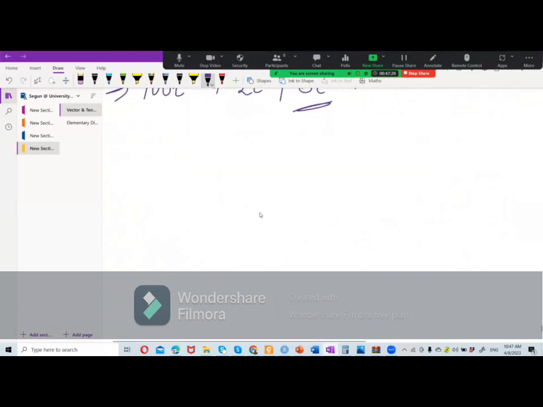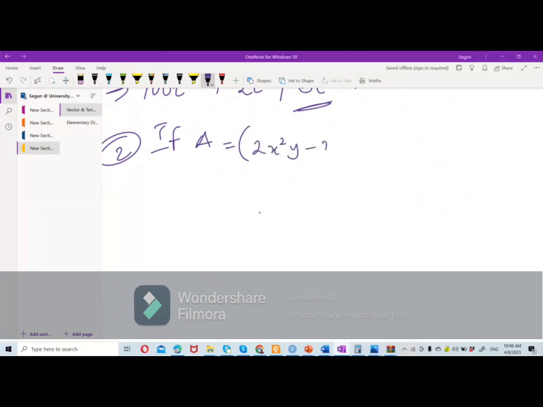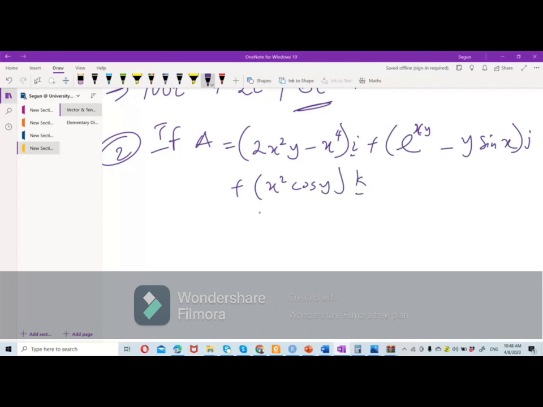Okay, let's look at this question, number 2. If A is equal to 2x squared y minus x to the power 4 i plus exponential x to the power y minus y sine x j plus x squared cos y k, find the following, please.